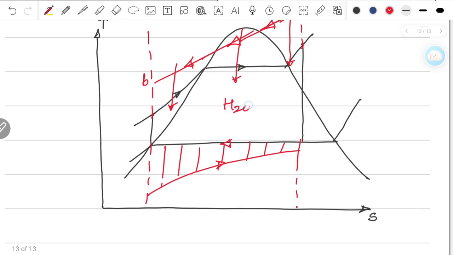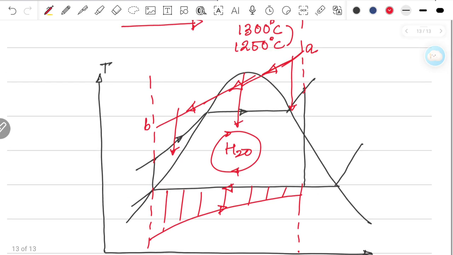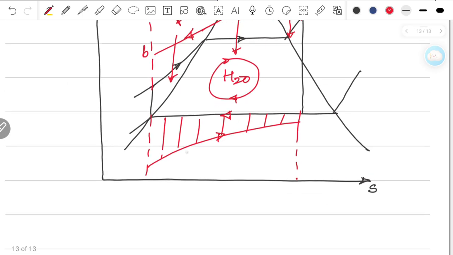What is the working fluid? Water is the working fluid, and the secondary fluid which is supplying energy is flue gas on the boiler side, and the cooling water on the condenser side. So now you know the different types of irreversibilities.